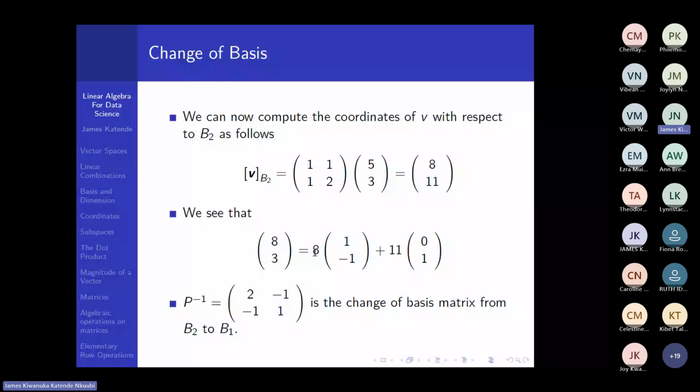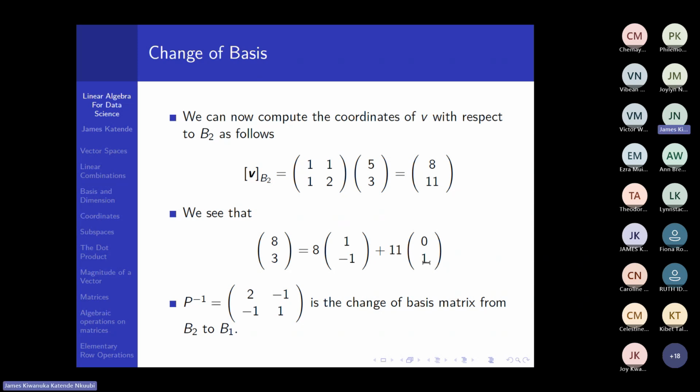We can confirm that they are indeed the coordinates by checking. So 8 is the first coordinate, so multiply it by the first vector in B2. 11 is the second coordinate, multiply it by the second vector in B2. And you will see that you end up with the same vector (8, 3) that we started with. So now it has different coordinates with respect to the second basis. But we're able to reconstruct it once we have the coordinates.